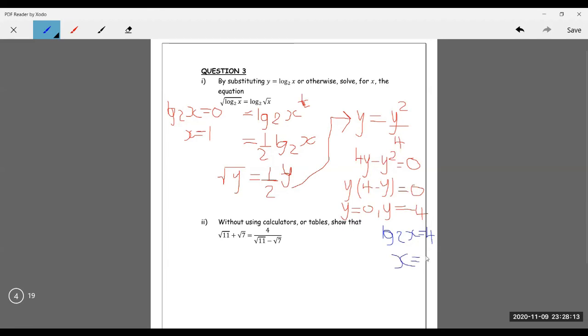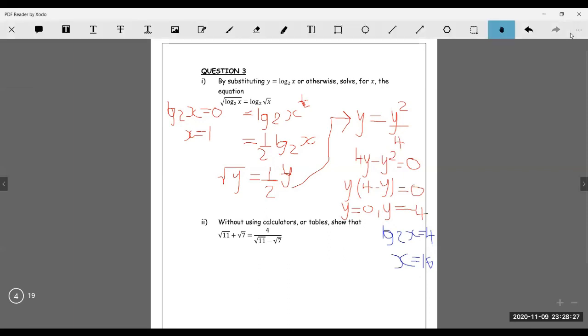Now I can tell you that this year, when this question came on CAPE, only 3% of the Caribbean got it right. 3%. The trick here was that most people didn't recognize they could rewrite root x as x to the half. Imagine just that alone threw off the question.